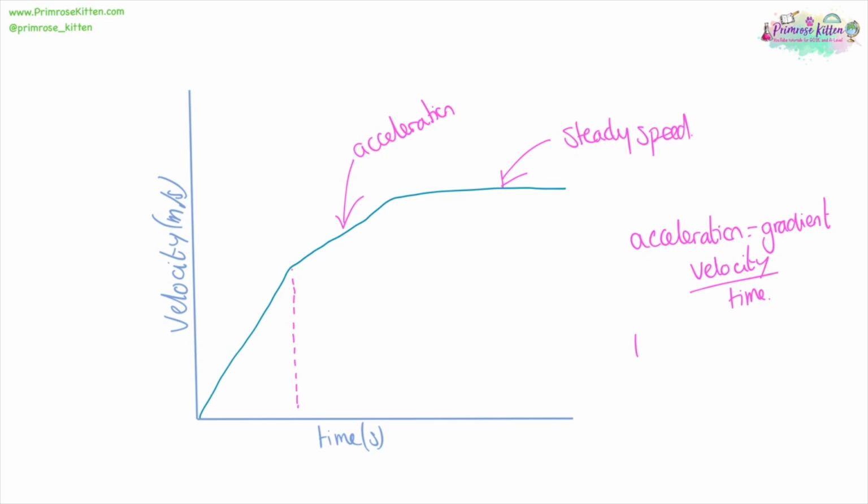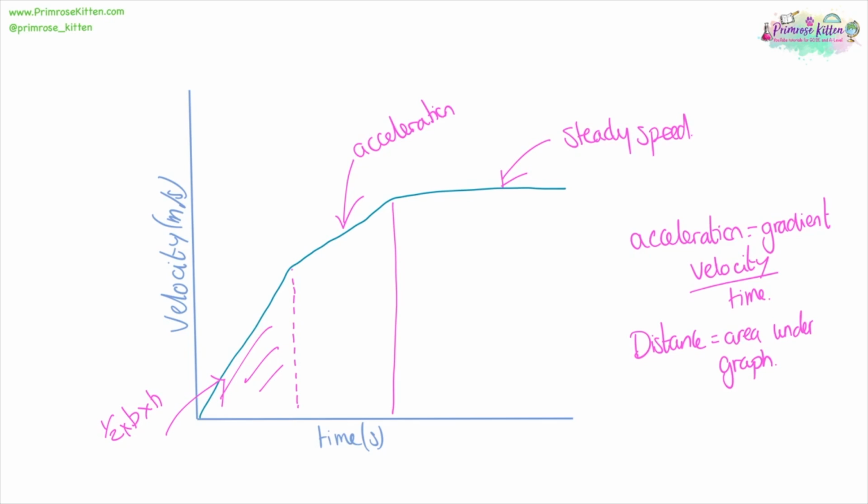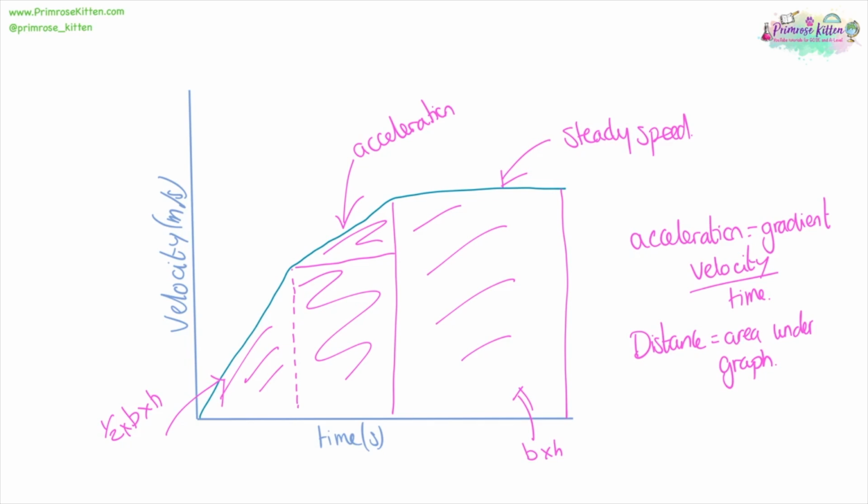If we want to work out the distance travelled, that's the area under the graph. For this section here, it is a triangle, so to work that out, it's going to be half times base times height. For this section here, that is a rectangle, so that is going to be base times height. This section in the middle here is a bit more complicated because we have a triangle, a rectangle, and a triangle. So that is base times height plus half times base times height, and the height is the height of the triangle there.